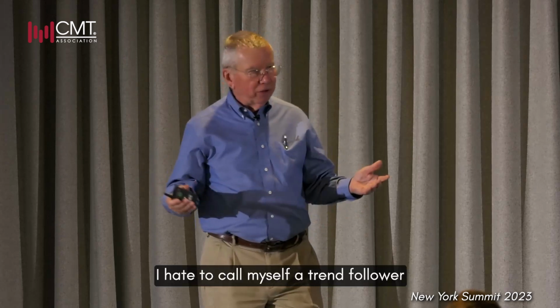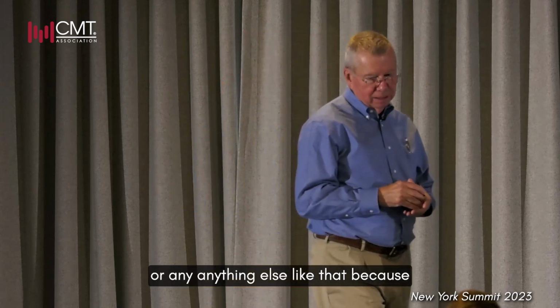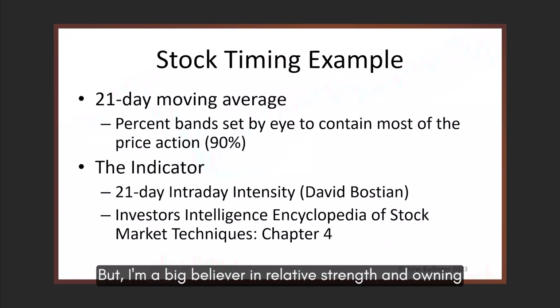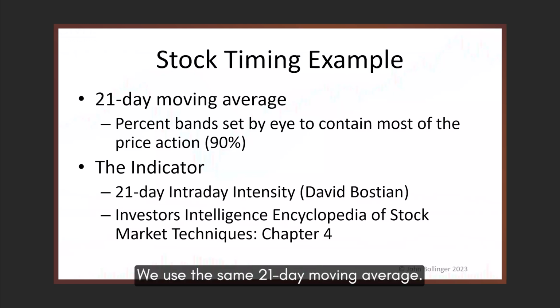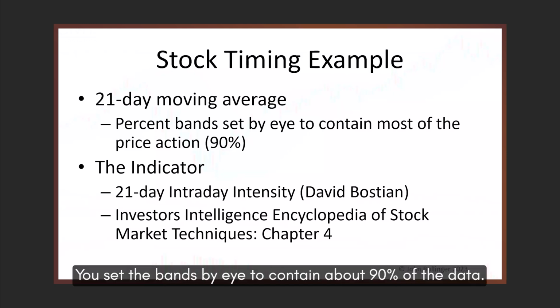I hate to call myself a trend follower or anything else like that, because I'm really not. But I'm a big believer in relative strength and owning what's working and not owning what's not working. So this is how we approach that with trading bands. We use the same 21-day moving average. We set the bands by eye. You set the bands by eye to contain about 90% of the data, right?